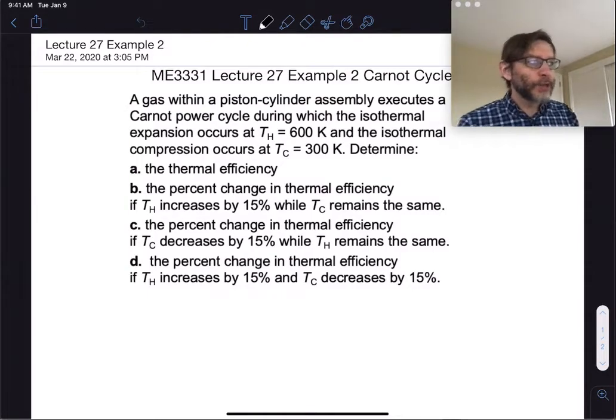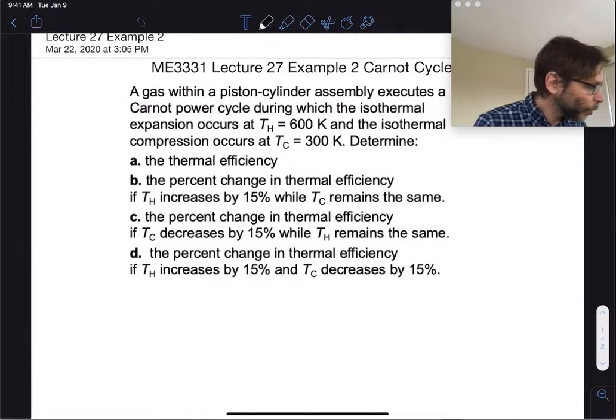But when I say Carnot cycle, you might think of a certain set of processes, right? So in this case, we have an example. Gas within a piston cylinder assembly executes a Carnot cycle during which the isothermal expansion occurs at TH equals 600 and the isothermal compression occurs at 300. So that essentially means those are the temperatures of the reservoirs you're exchanging heat with. Determine the thermal efficiency, the percent change, et cetera.